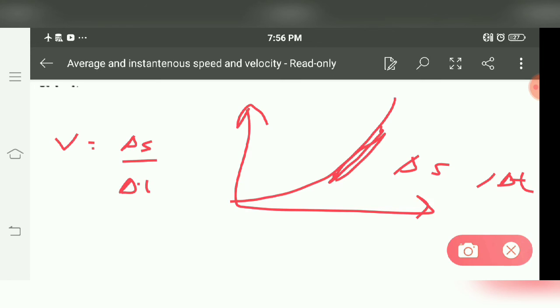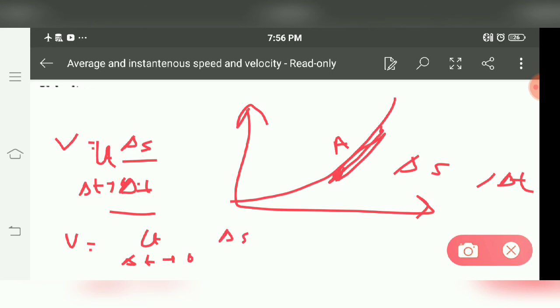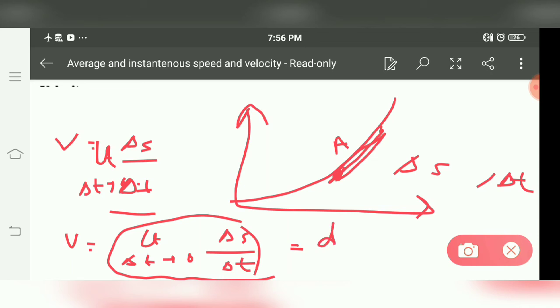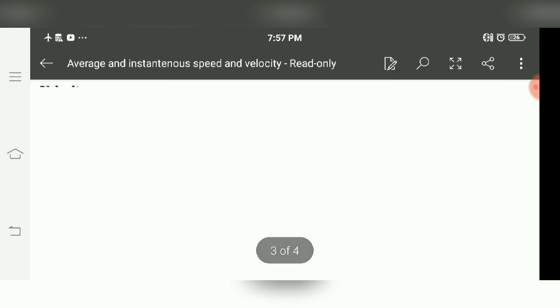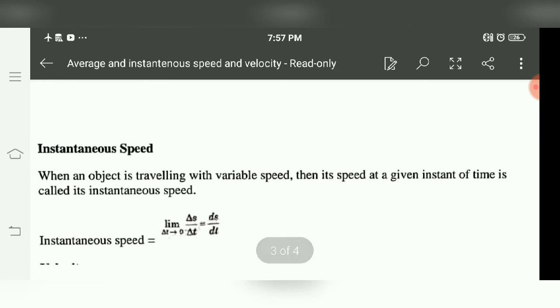If we talk about a particular instant, say at point A, the delta t is very small, meaning the limit as delta t approaches 0. So V average, in the limit as delta t approaches almost 0, is delta s by delta t. We know this is the derivative ds by dt. If the change is very small, it becomes ds by dt. So instantaneous velocity is the velocity at a particular instant of time.